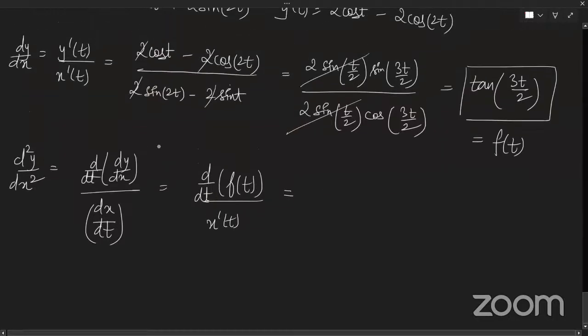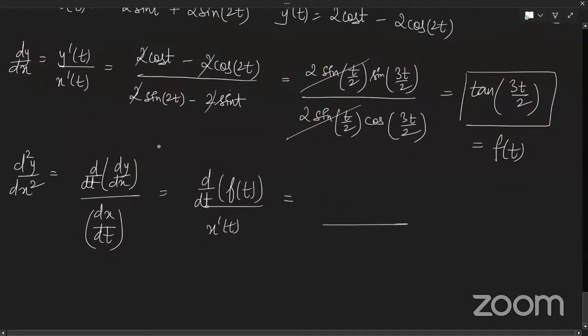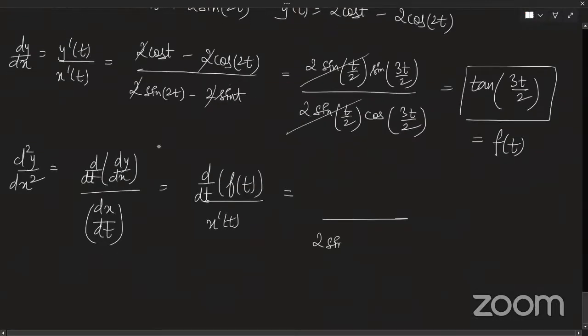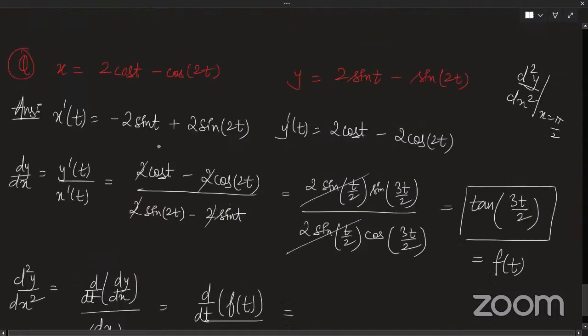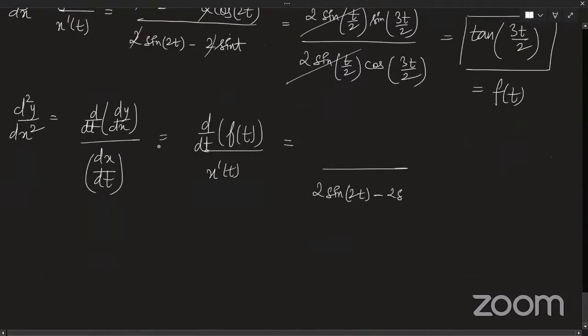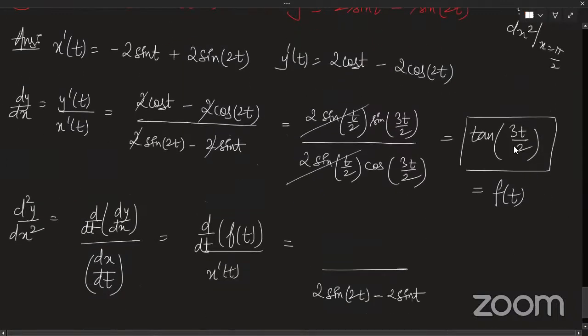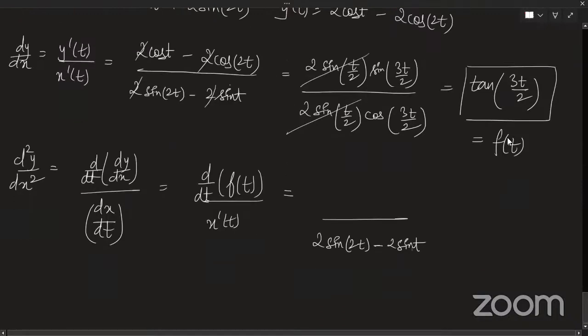Can you tell me the derivative of f of t with respect to t? I will just copy my x dash t, so it is 2 sine 2t minus 2 sine t. X dash t is as it is. Can you tell me what is the derivative of f of t, so tan of 3t by 2? What is the derivative of tan of 3t by 2 with respect to t?